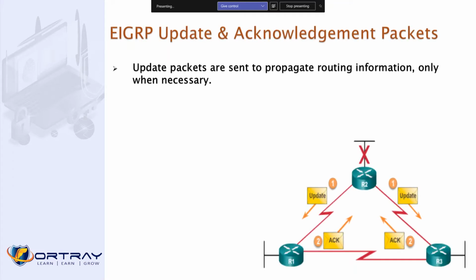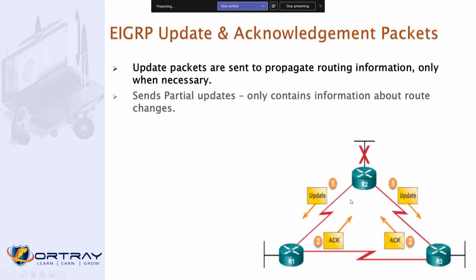So update and acknowledgement packet. So update packets are sent to propagate routing information only when necessary. For example, if that network goes down, you are sending an immediate update to all the routers, and router 1 and 3 are acknowledging to that.